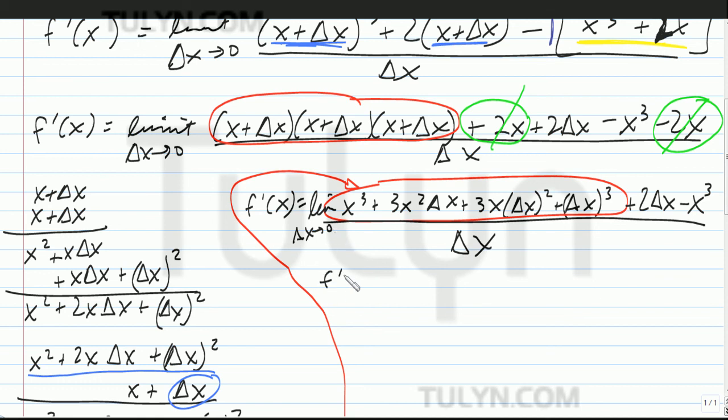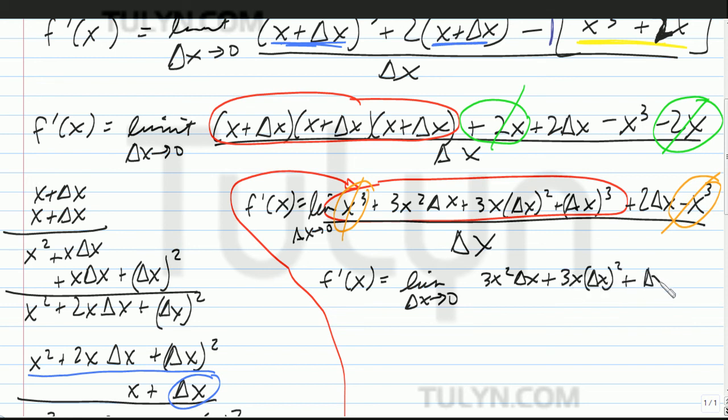So then it's going to be f prime of x equals the limit as delta x approaches 0. Now see what else cancels out. We've got x to the third and negative x to the third cancel out. What else do we have canceling out? Nothing else. We copy everything else. 3x squared delta x plus 3x delta x squared plus delta x to the third power plus 2 delta x, all divided by delta x. So go ahead and keep going.